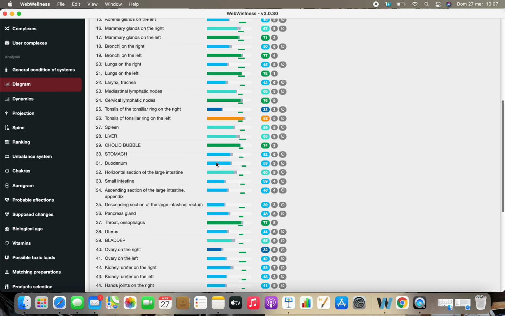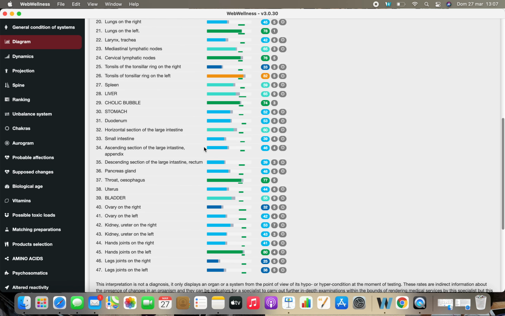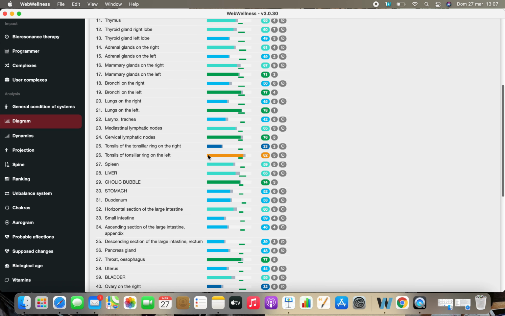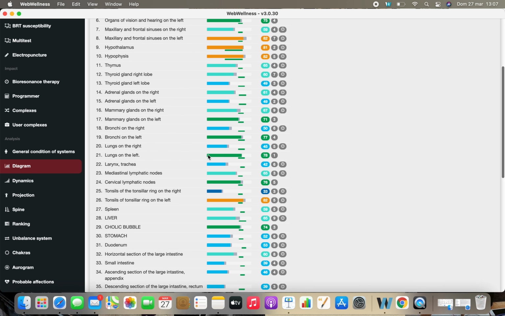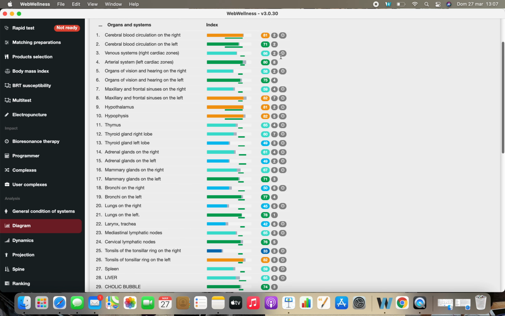So basically here we can also see that the whole gastrointestinal tract has some weaknesses and some hypofunction processes, and also the ovaries, kidneys, and hand joints and leg joints. So we need to repeat the tests in order to see how this is going to evolve in future. Also, what else could we do here?